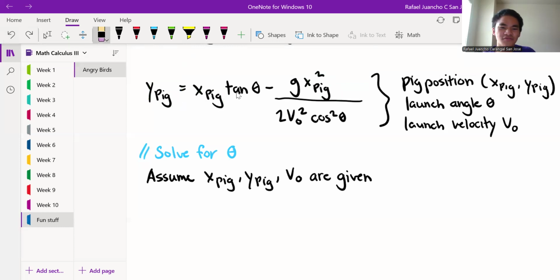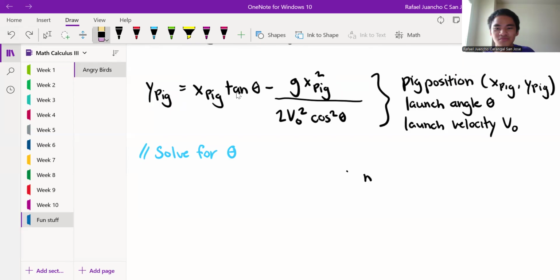Or we could also solve for its velocity, but that's assuming we're given our pig's coordinates and we're given theta. So we only have its launch velocity left to deal with. So really, this is the end of the problem here. Maybe we can try plugging in some values just for fun.